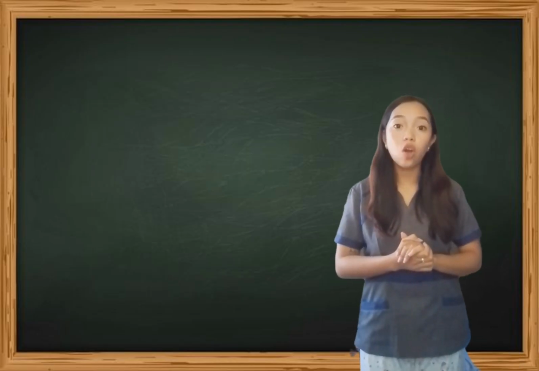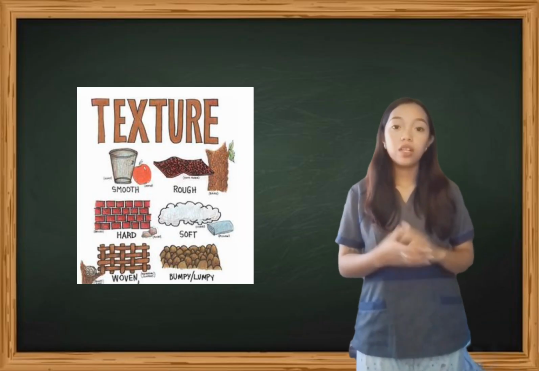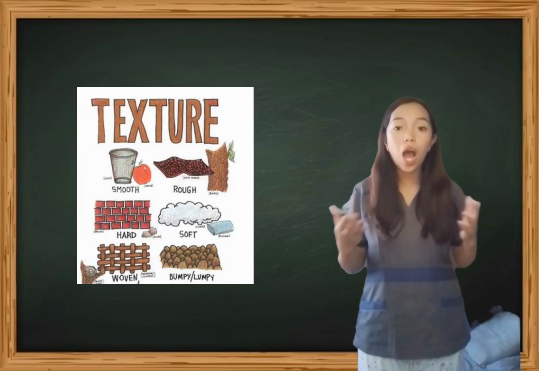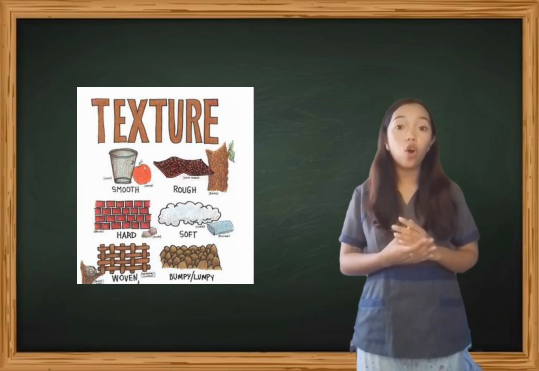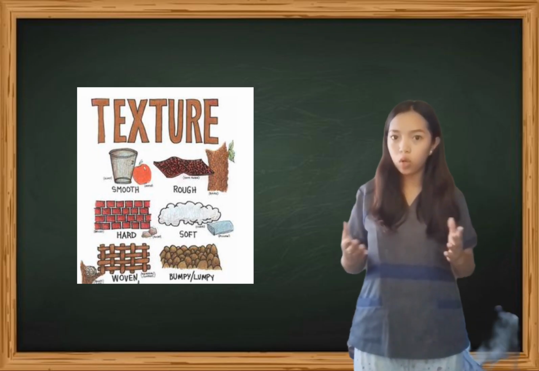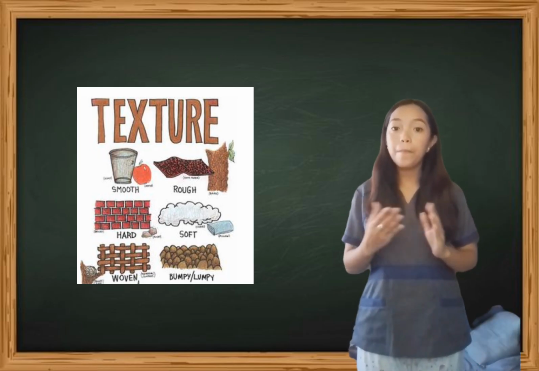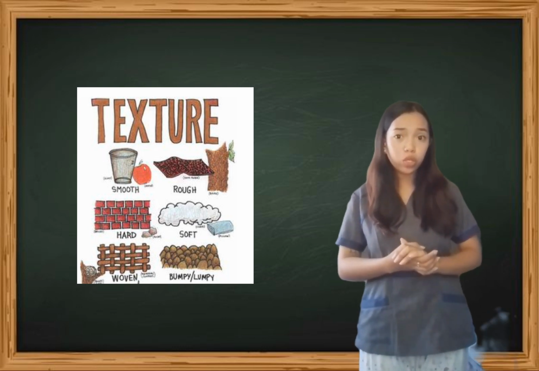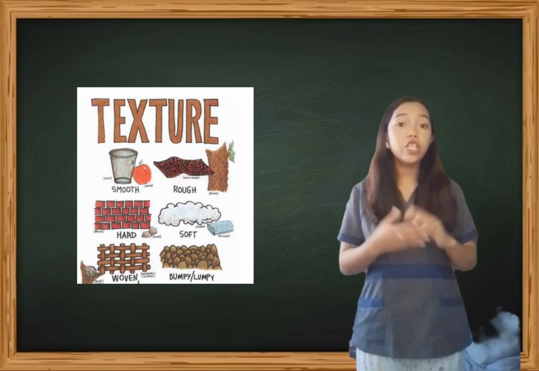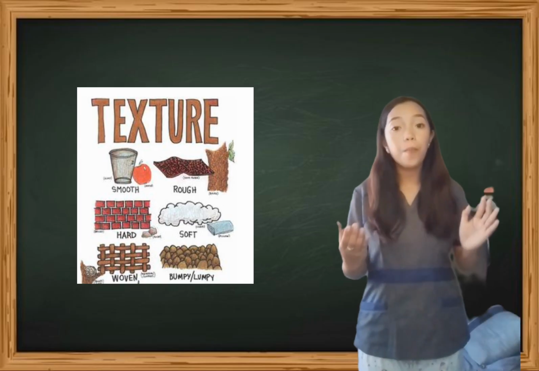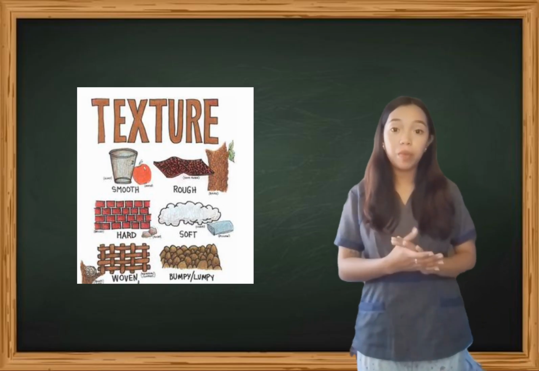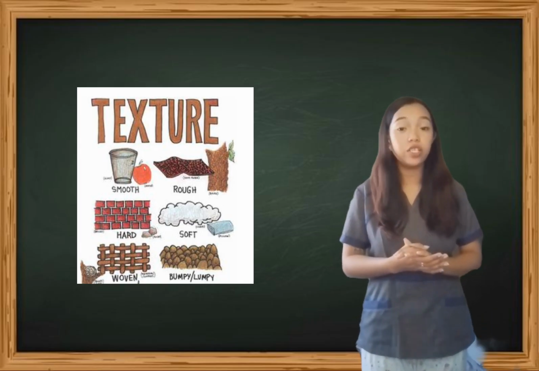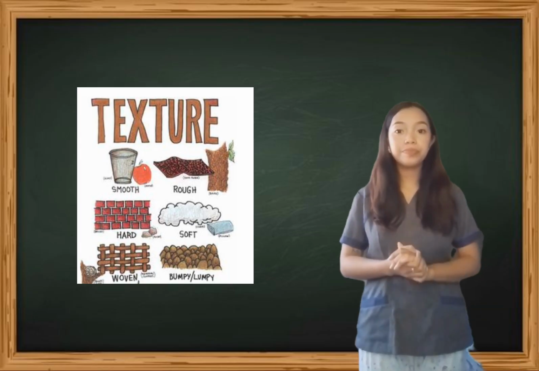Now, let's talk about texture. Texture refers to how something looks or feels. For example, a tree bark may look rough, while a glass surface may look smooth. So artists can use different lines, patterns, and marks to make textures visible in their drawings.